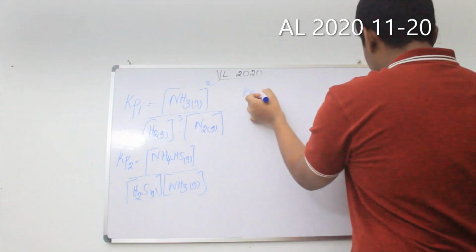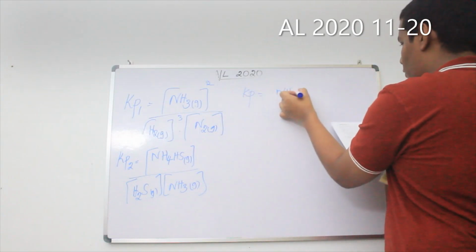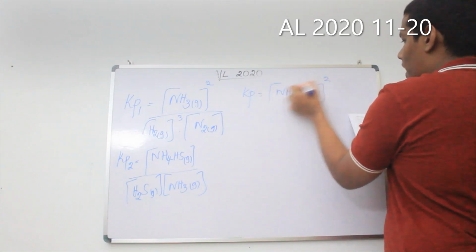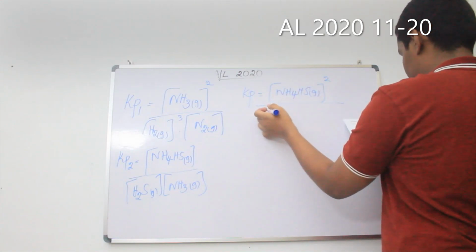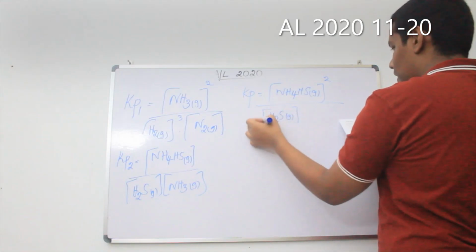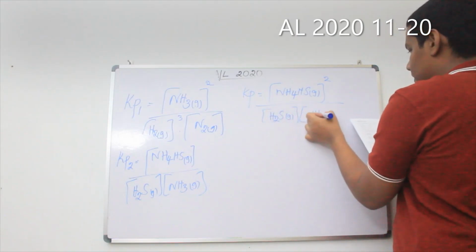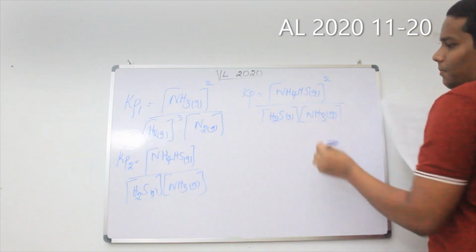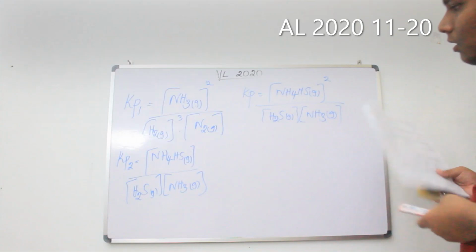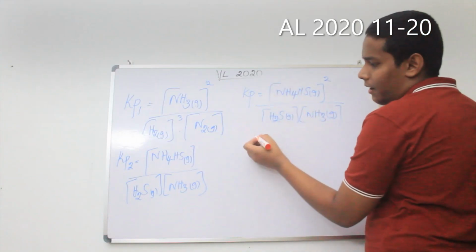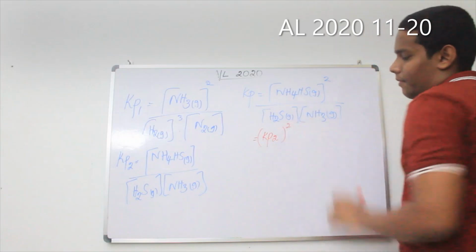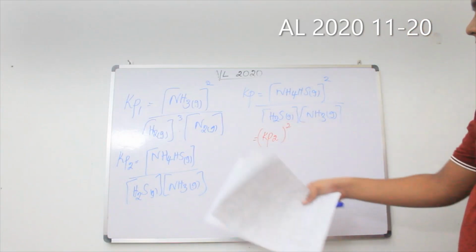Kp, what we are supposed to find, is NH4HS gas squared divided by H2S gas into NH3 gas. Okay, now just look. On top we have to get NH4HS squared now. So instead of Kp I can write Kp2 squared. Okay. H2S will come down.